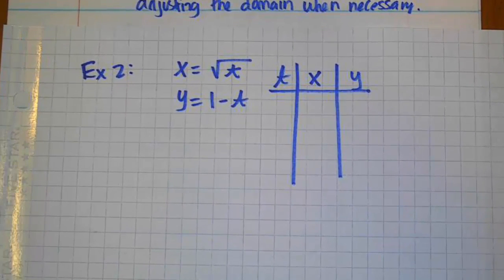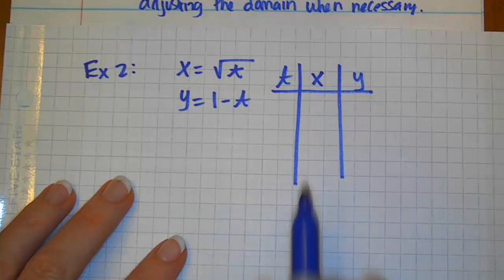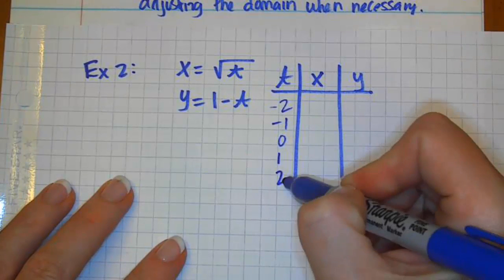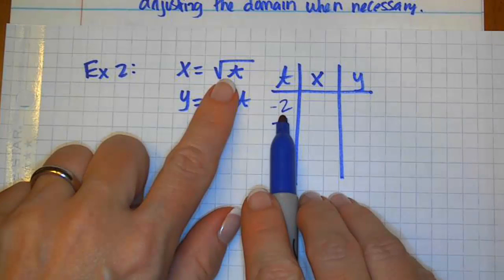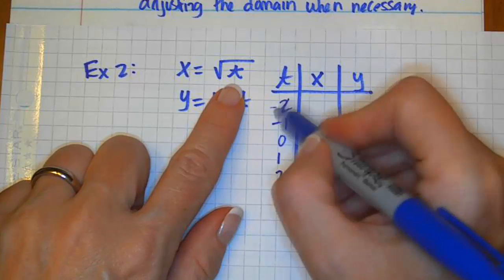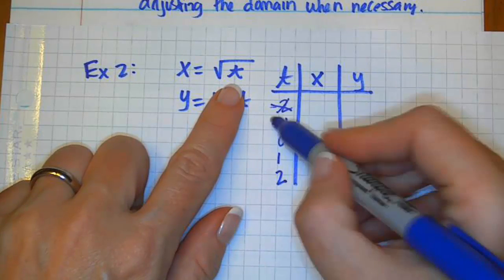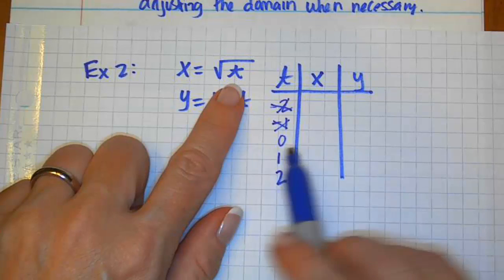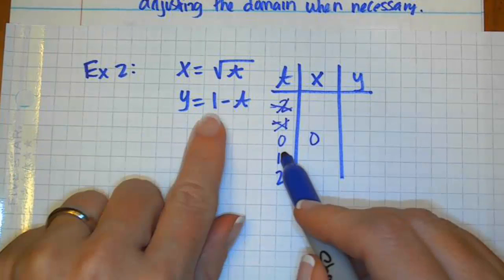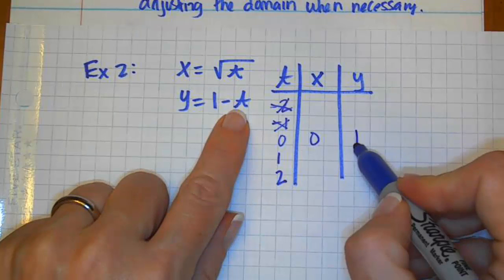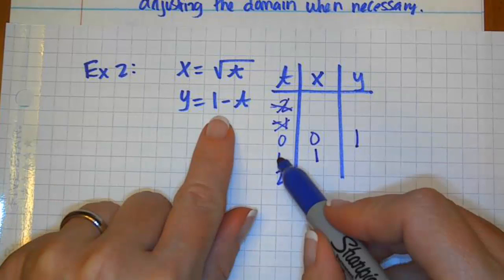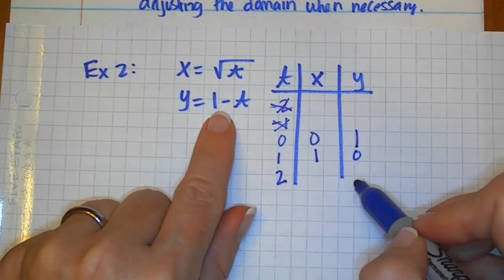All right, so if I have the same approach as the last problem where I put in -2, -1, 0, 1, and 2, what happens when I try to put -2 in for my x function? Well, in the real number system, that's not in the domain. So in this problem, t cannot equal negative numbers. So when I put in 0, the square root of 0 is 0, and then when I put 0 in here, 1 minus 0 is 1. When I put 1 into the x function, the square root of 1 is 1. When I put 1 into the y function, 1 minus 1 is 0.